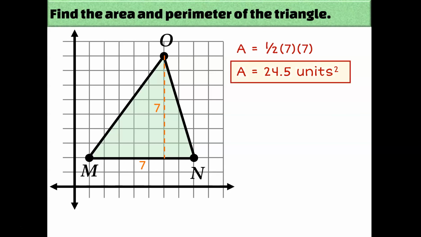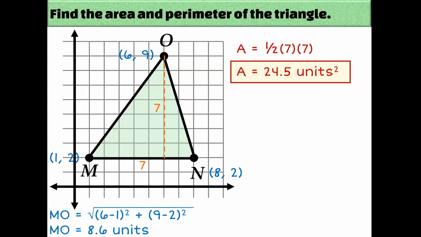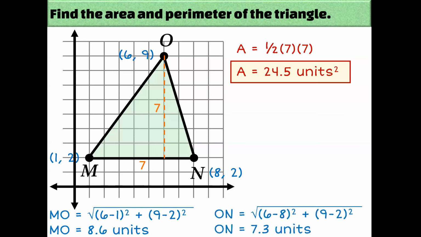However, in order to calculate the perimeter, we're going to have to use the distance formula twice. The distance between M and O can be calculated using the distance formula, and the distance between N and O can also be calculated using the distance formula.